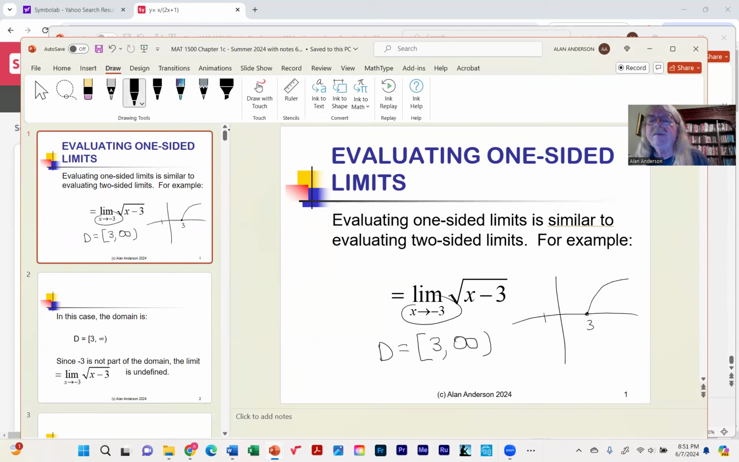So this is another way in which a limit may not exist. Remember before we saw that a limit doesn't exist if the limit from the left and the right are different from each other. Another way that a limit may not exist is if we're trying to approach a point that is not even part of its domain. So x coming up to -3, well, that's not getting us anywhere because this is not even part of the domain. So this tells me right away that this limit is undefined.